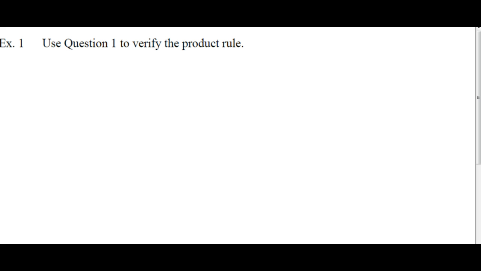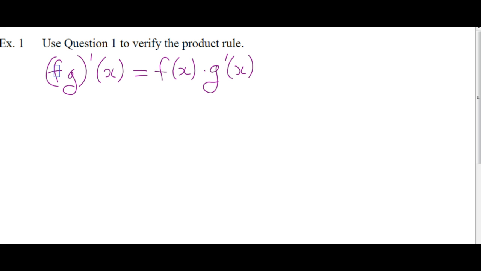Use question 1 to verify the product rule. Okay, so we're looking at question 1. Well, you are. It's on your same sheet. So what are we saying? fg prime of x is equal to, so you know what, write the formula down, because after you've written it down like 50 or 60 times, you'll remember it, or you'll remember it better. So every time you do it, just write it down. Okay, because you have to memorize it. So every time you do it, write this formula down.